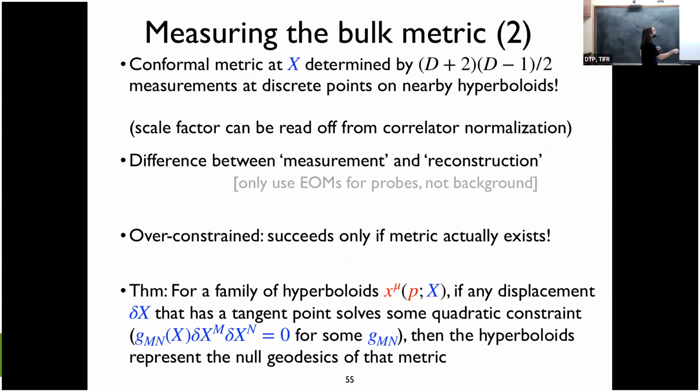This works in general dimension. And the scale factor you can also read off from the overall normalization of the scaling amplitude that I described. So the overall amplitude of this signal tells you the scale factor. The conformal metric tells you where the signal is coming from, but the normalization of the signal tells you the scale factor. So you get everything. And it's very over-constrained. You succeed only if a metric actually exists. So that's what we like about it.